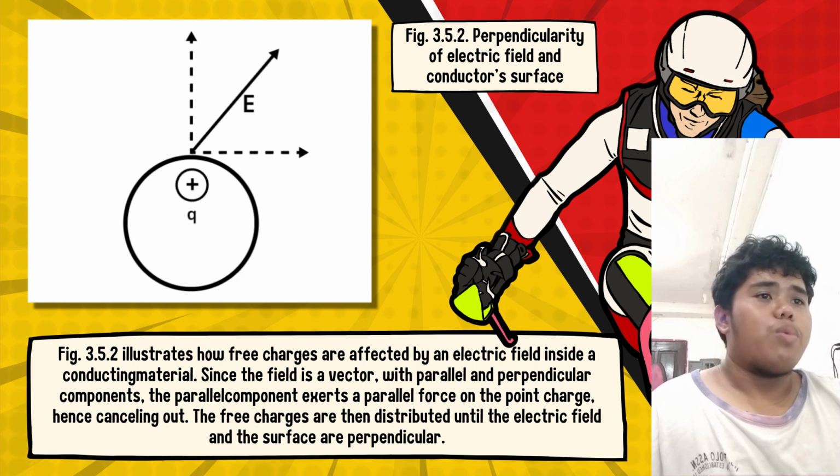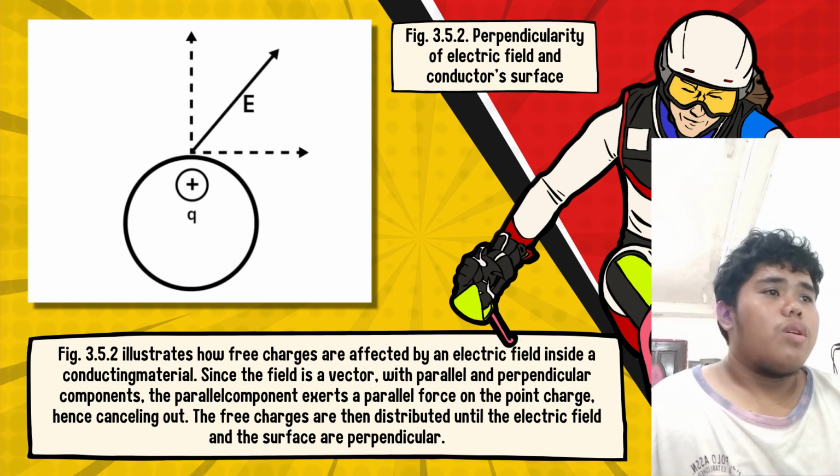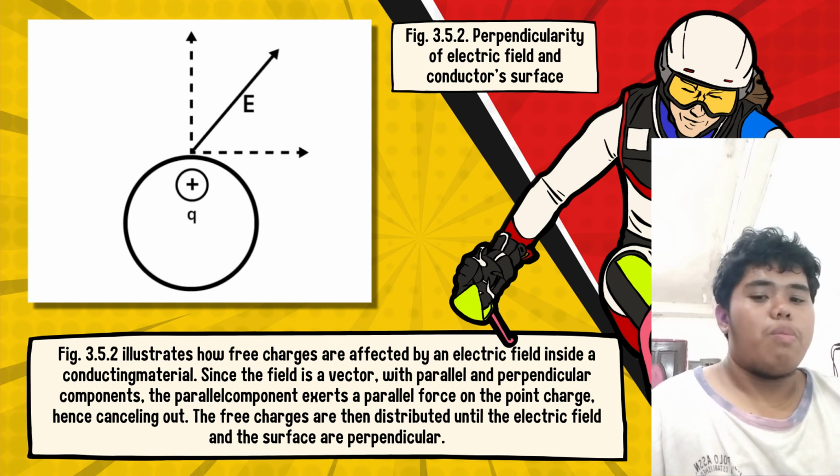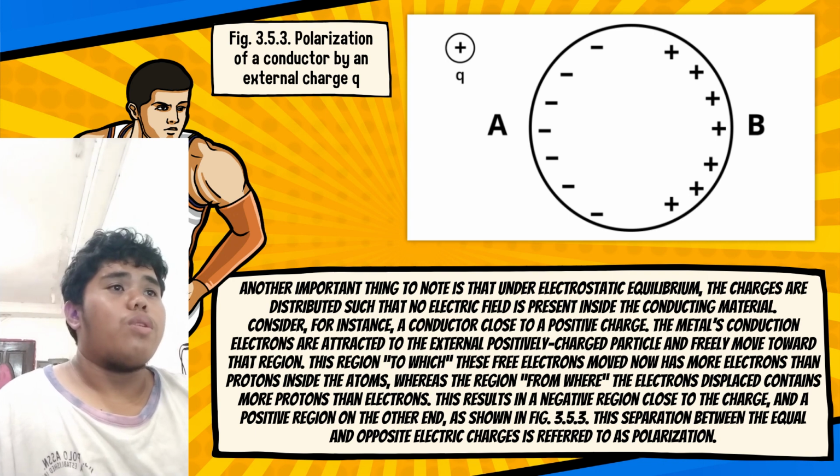Figure 3.5.2 illustrates how free charges are affected by an electric field inside a conducting material. Since the field is a vector with parallel and perpendicular components, the parallel component exerts a parallel force on the point charge, hence cancelling out. The free charges are then distributed until the electric field and the surface are perpendicular. Figure 3.5.3, Polarization of a conductor by an external charge Q.